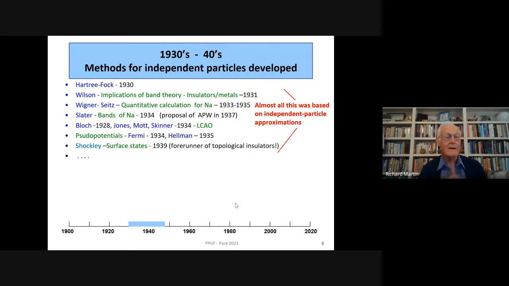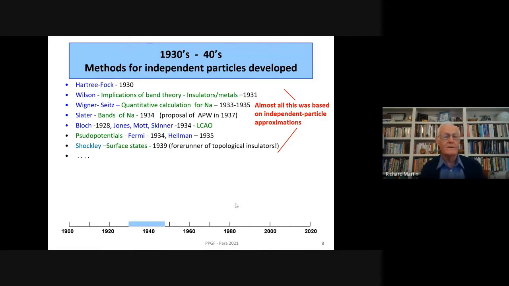So already in the 30s, essentially the methods for independent particles were developed, but not yet... I shouldn't say that quite right. In the independent particle methods, Hartree-Fock was in 1930. Wigner and Seitz did quantitative calculations for sodium already in 1933-35. I started to say that almost none of the work involved the total energy of the electrons directly, but that was not right. Already with very wise ideas, Wigner and Seitz did some very good approximations in the 1930s that were pretty accurate for the total energy of sodium.